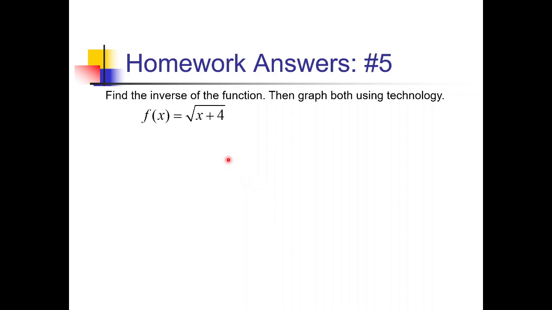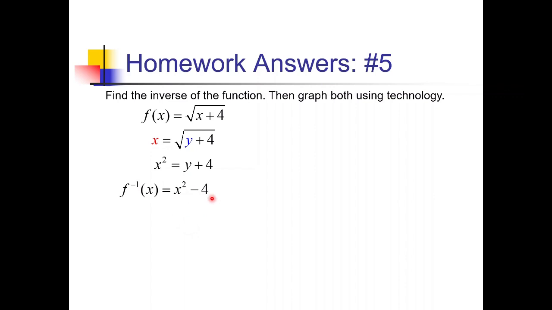For this next problem, we're going to be finding the inverse of this radical function. Let's start by switching x and y. So we have x equals square root of y plus 4. Next, I need to isolate y. So one step to doing that would be to square both sides to get rid of this square root. So we'll have y plus 4 equaling x squared. And then just subtract 4 to get f inverse equals x squared minus 4.